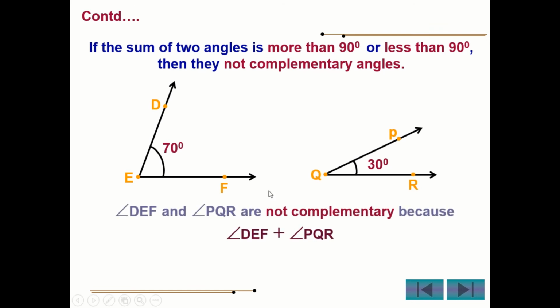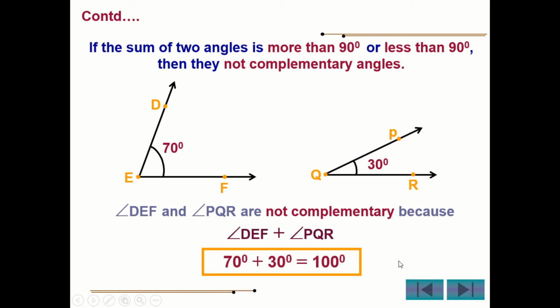How about this? DEF has a measure of 70 and PQR has a measure of 30 degrees. So they are not complementary because their sum should not be more than or less than 90 degrees. So if we add this, the sum is 100 degrees, not 90.